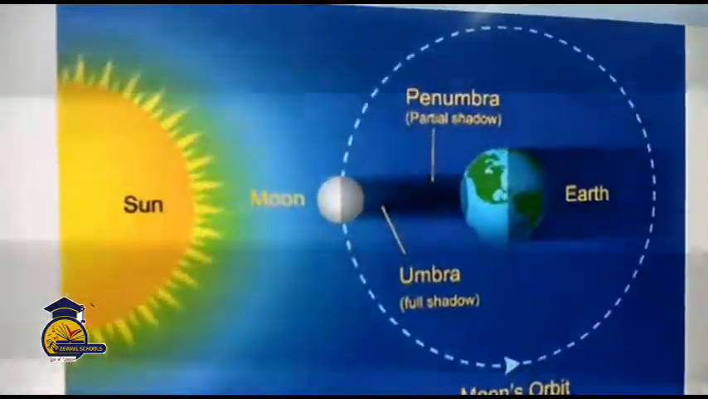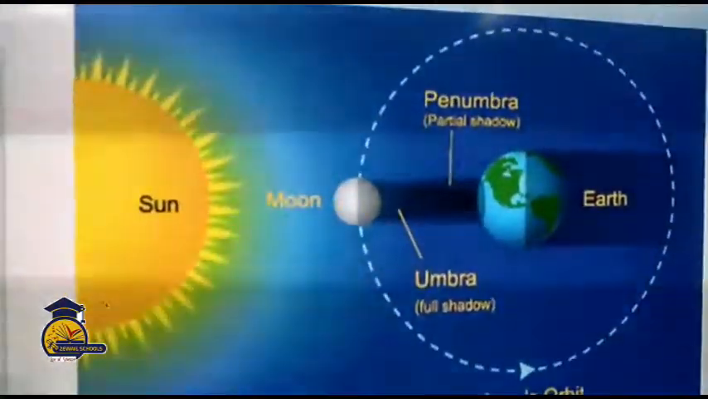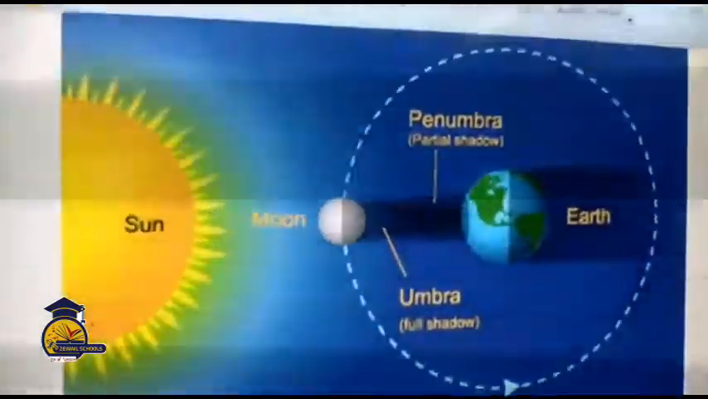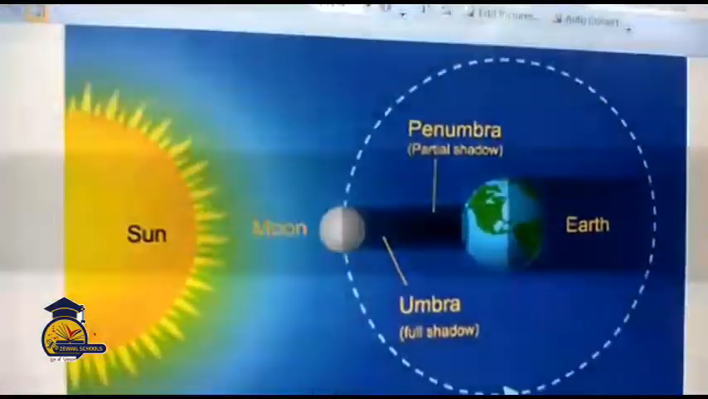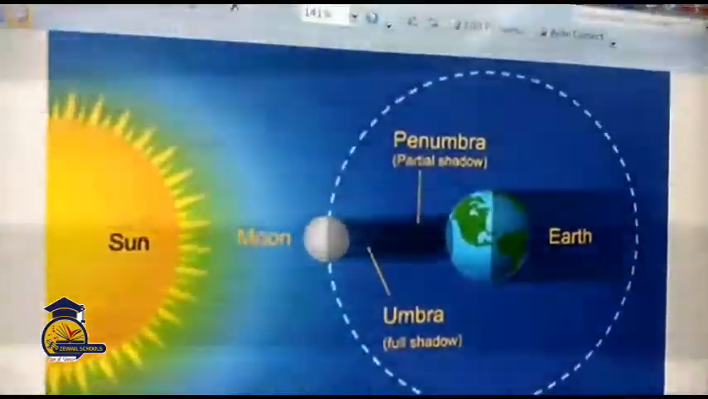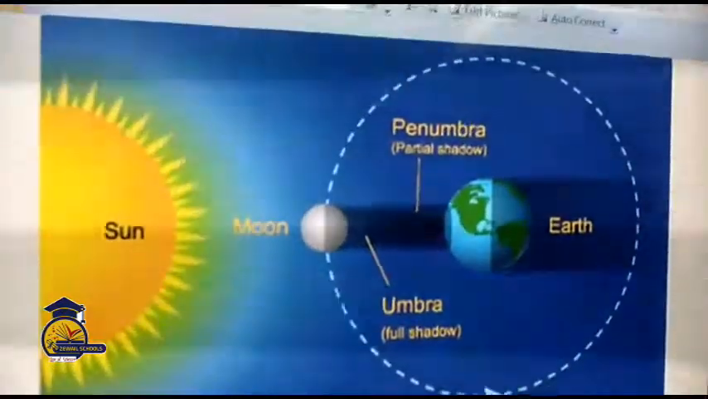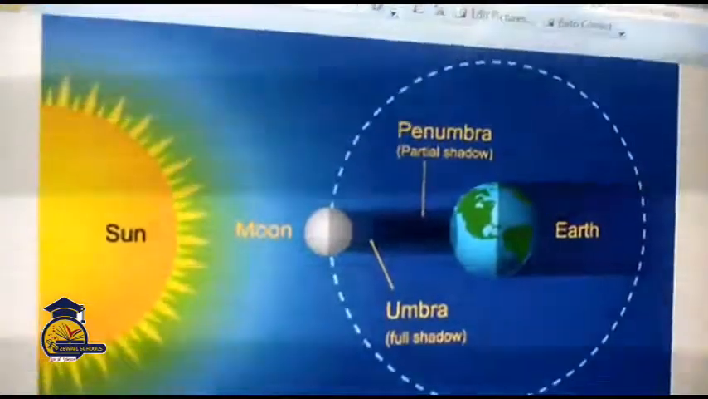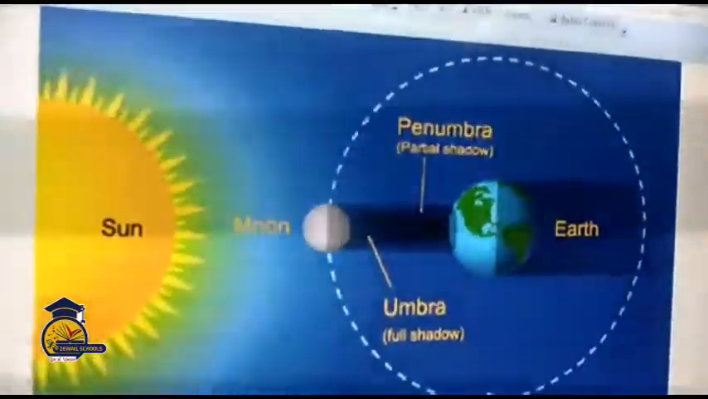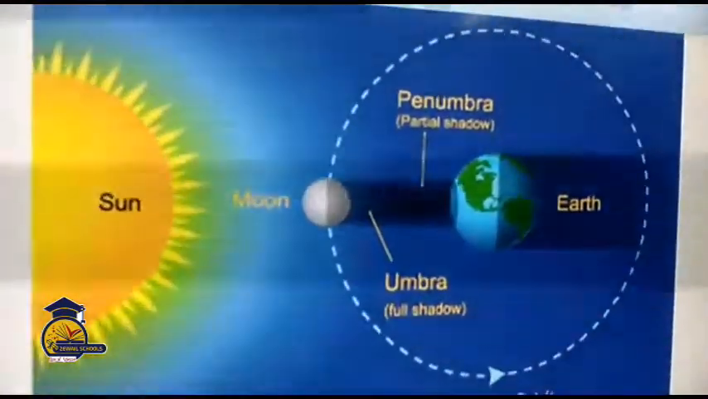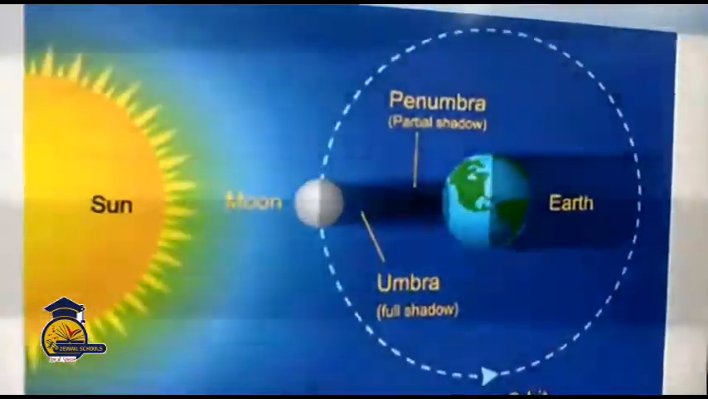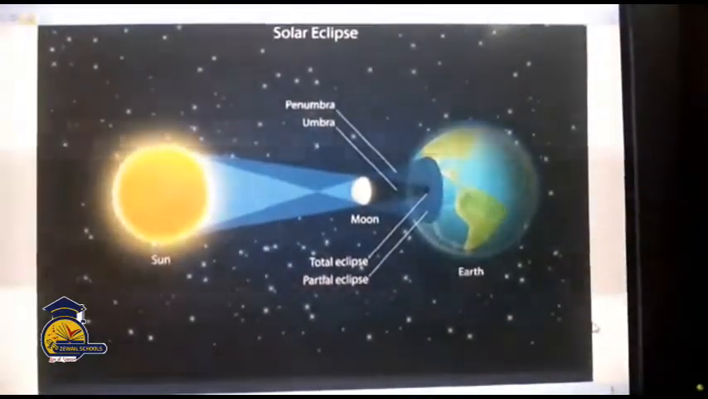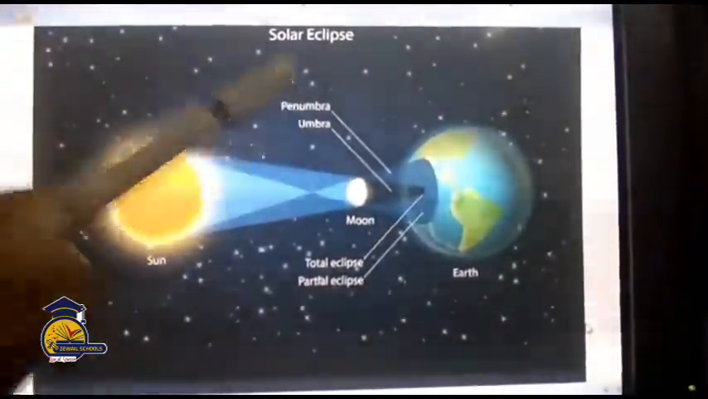Okay? So again, what is meant by solar eclipse? It's an astronomical phenomenon which occurs when the Earth, the Moon, and the Sun are nearly on one straight line, with the moon in the middle. Okay? The solar eclipse consists of three main parts.